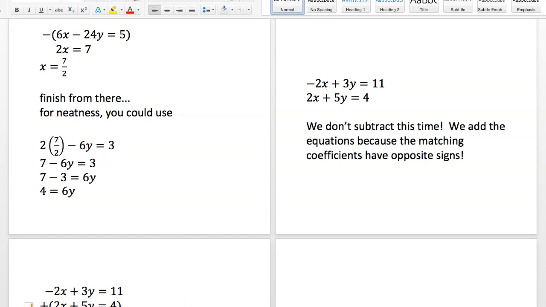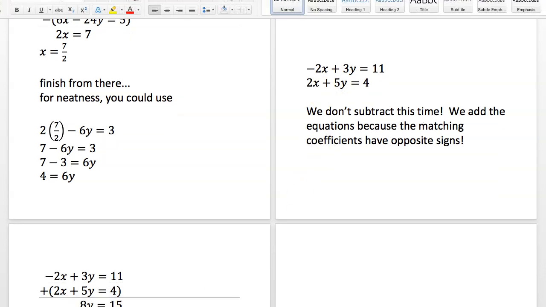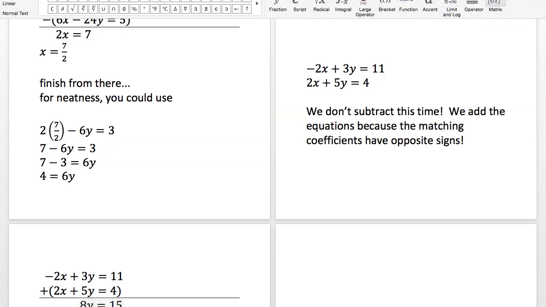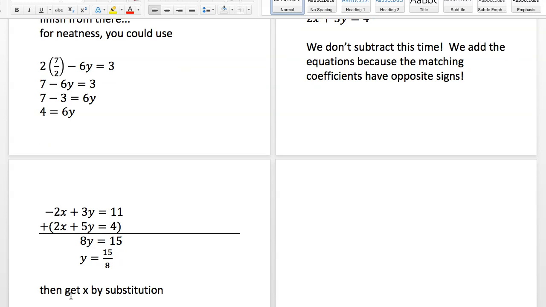Now, the x is canceled. That was the whole point. I wish there was a shortcut to insert equation. But anyway, 8y equals 15. And then if I divide both sides by 8, I get y equals 15 over 8. And then from there, you just plug 15 over 8 in to get x, and then get x from there by substitution. This is called substitution, by the way. I should have pointed that out long ago. But you guys get the idea.